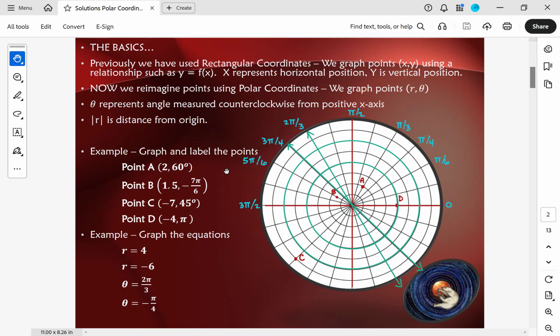So here we can plot some basic points. Point A, 2 comma 60 degrees. It's a bit counterintuitive, but I usually start with the angle, which is the second number in the ordered pair. I'm going to find the location of 60 degrees or pi over 3 radians. And once I have that spoke line coming out from the center, once I have it identified, I'll move 2 units away from the origin, and there I'm plotting A.